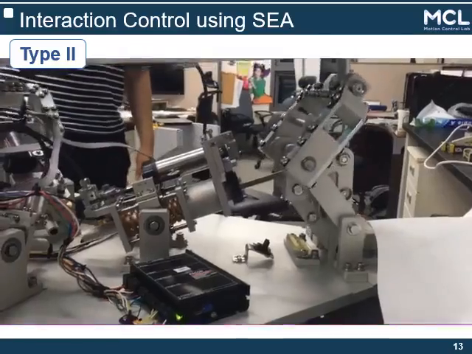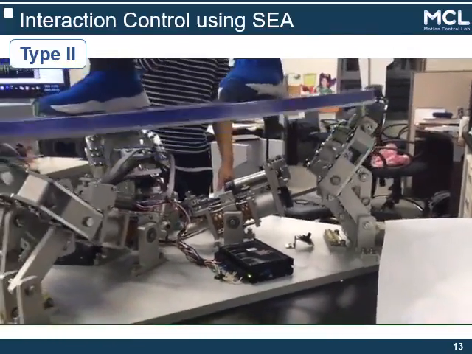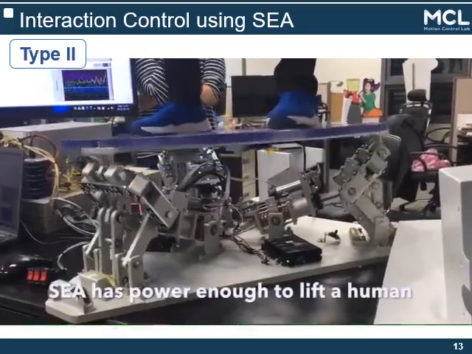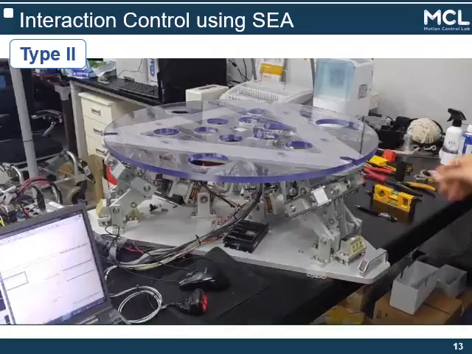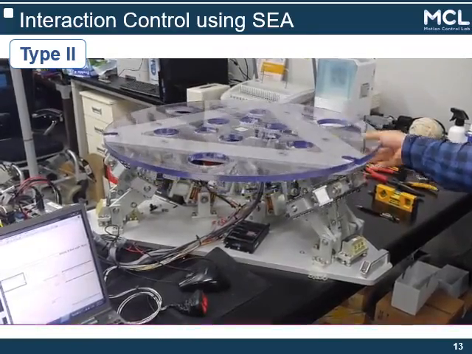This is a parallel robot driven by 3 series elastic actuators. As you can see here, it can generate large force enough to support a human's weight, while it can generate very compliant interaction.